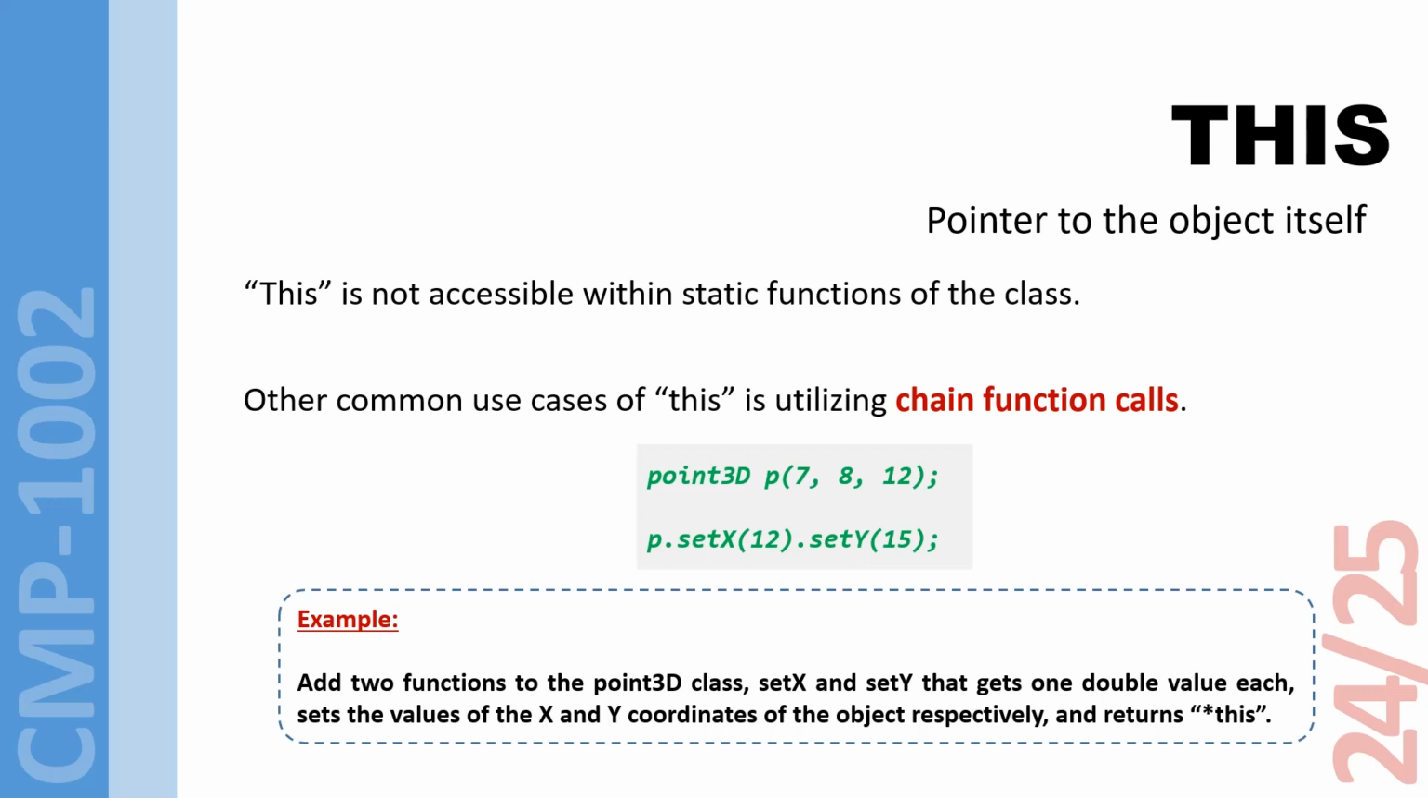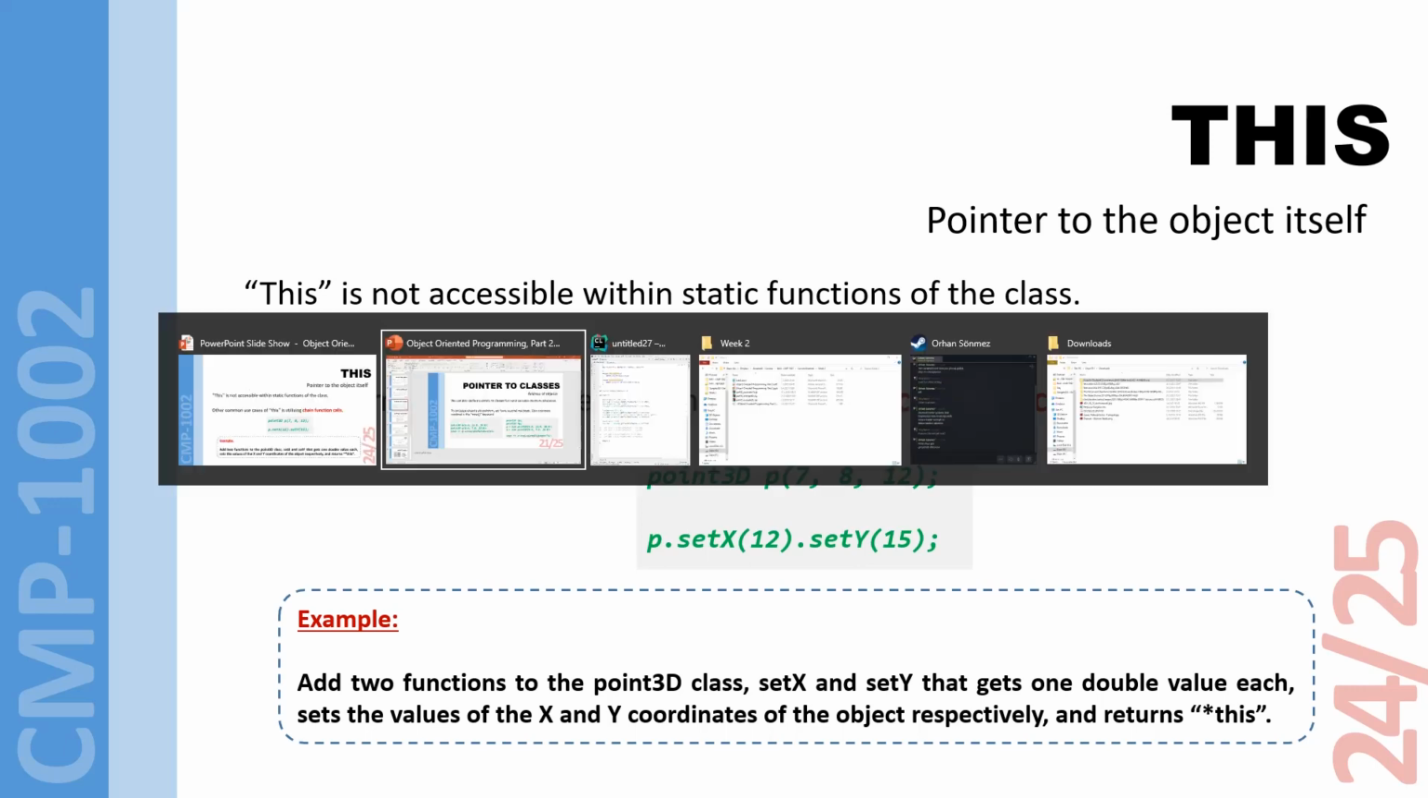So the example says we would like to add two functions to the Point3D class, the setX and setY. Both of these functions will be getting one double value each. The setX will just set the value of the coord x field to this parameter value, and similarly the setY function will set the value of the coord y field with this double value. But after that, we would like these setX and setY functions to be returning the object itself. But how am I going to do that? I will be able to do that with saying star this. Okay, that's going to be something interesting.